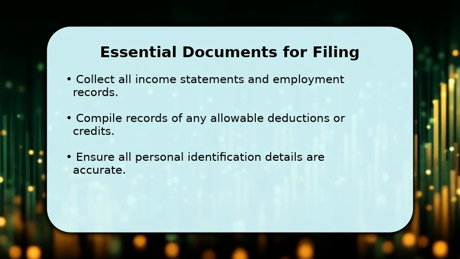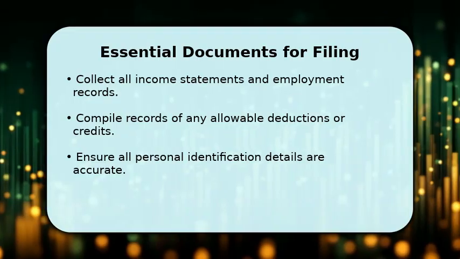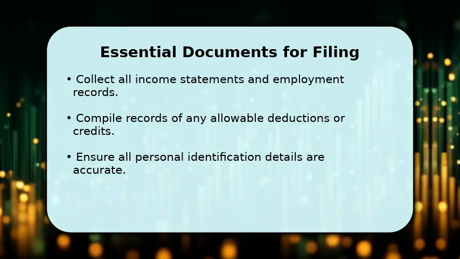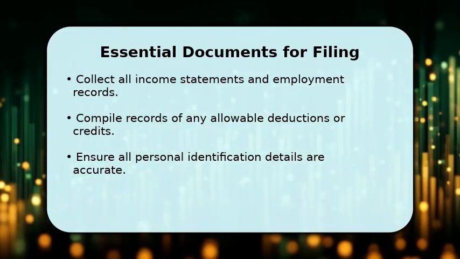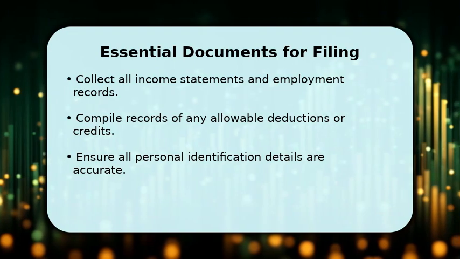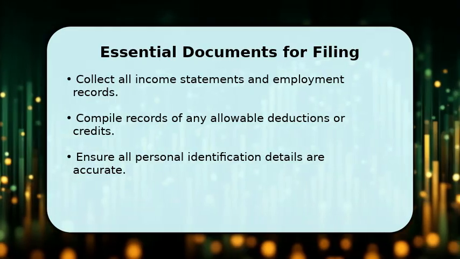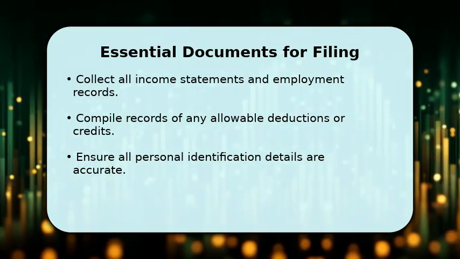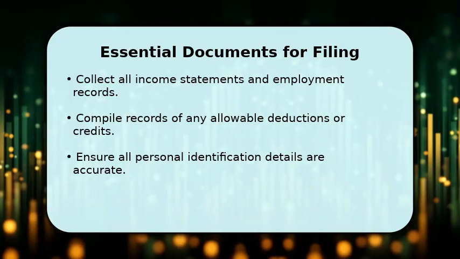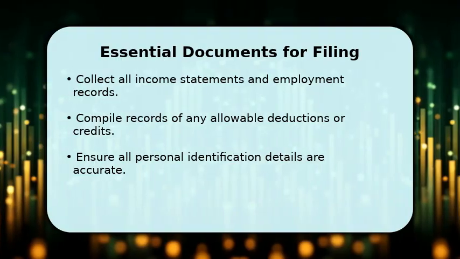To accurately complete your URA income tax return, you will need several key documents. Begin by collecting all your income statements, such as P7 forms or equivalent employment records, detailing your earnings. Additionally, compile comprehensive records of any allowable deductions or tax credits you qualify for, like medical expenses or educational costs. Verify that all your personal identification details, including your taxpayer identification number and contact information, are completely accurate. Having these documents ready saves significant time and prevents errors during the filing process.